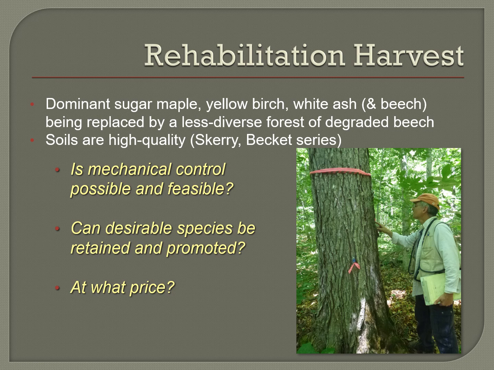We are trying what we're calling a rehabilitation harvest on the Huntington Wildlife Forest in a stand that has been managed. It has fairly high quality soils. Right now it's dominated by sugar maple, yellow birch, white ash, and some beech and some conifers, but it's definitely being replaced by this degraded, lower diversity beech forest. So we are trying mechanical control, and we're going to evaluate the ecological impact, the silvicultural impact, and the economic impact so that we can see, can one rehabilitate and promote and retain that desirable species, and what's the economic impact of doing that kind of harvest.